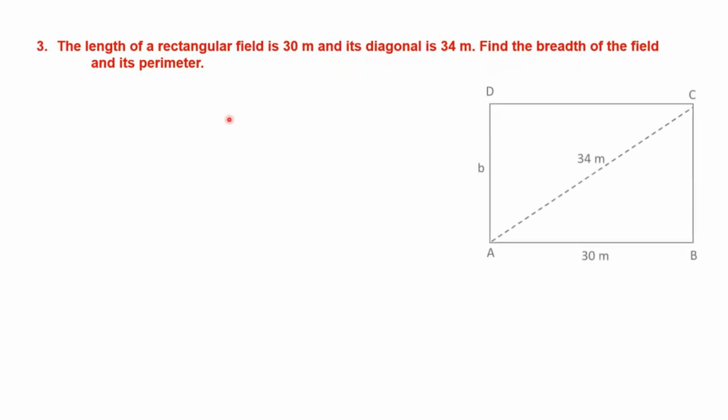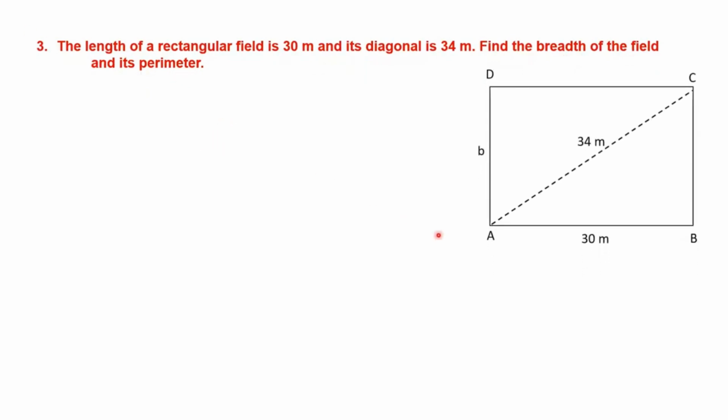So first, let me give you a figure. I've drawn a rectangle here and we have the length. I've marked it A, B, C and D to make it easier for us to understand. Now the length of this rectangular field, AB, is 30 meters. Okay, and the diagonal is a line that goes through this like this. This is a diagonal. Diagonal is 34 meters. We have to find the breadth, so we have named it B. So this is a rough figure for you to understand.